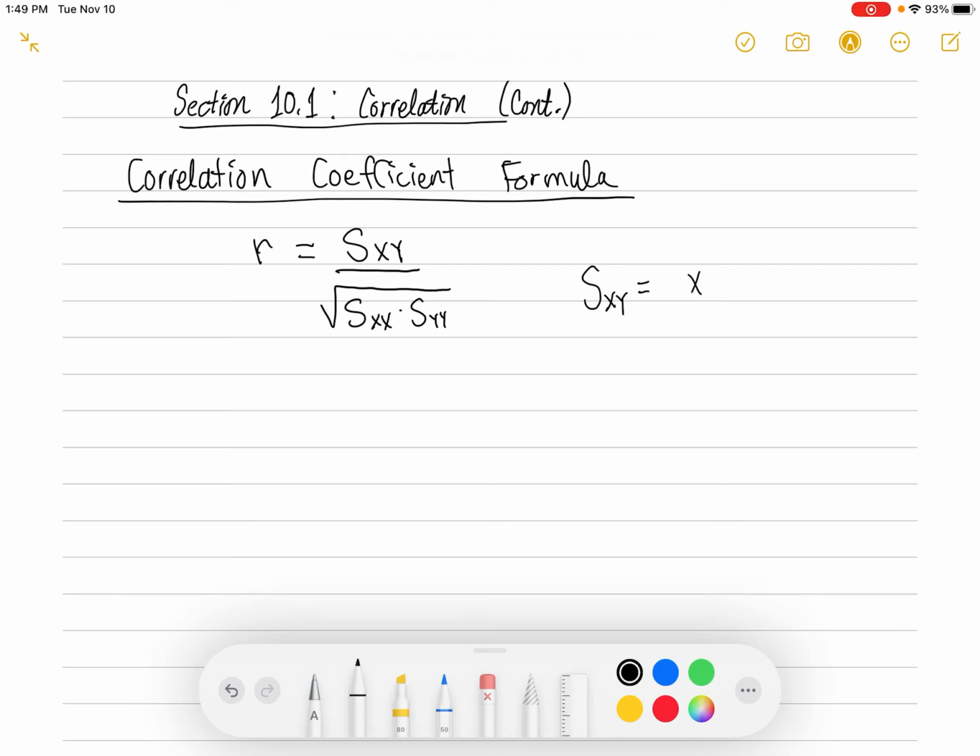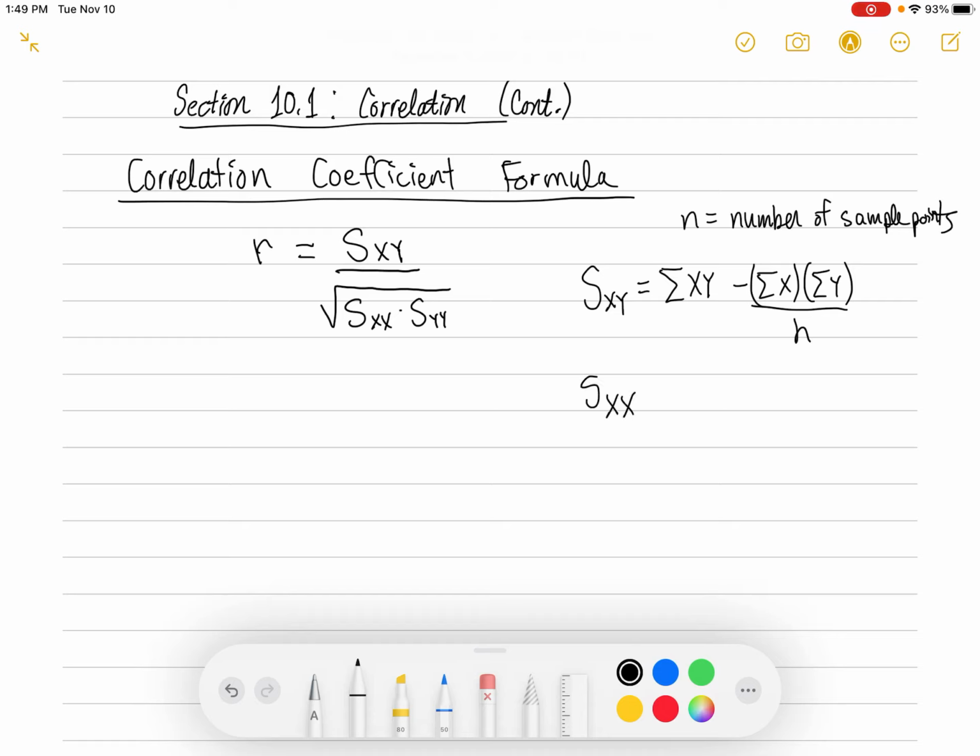What you do, you take the x values times the y values, and you add those up. And then you subtract the sum of the x values times the sum of the y values divided by n. What is n? N here is the sample size, or the number of points in your sample. That's SXY.